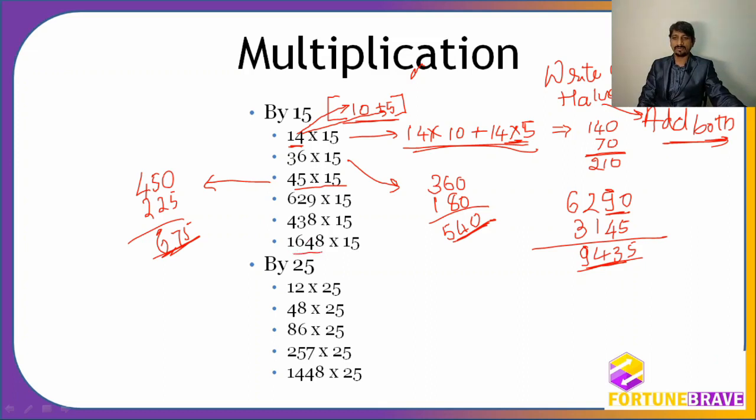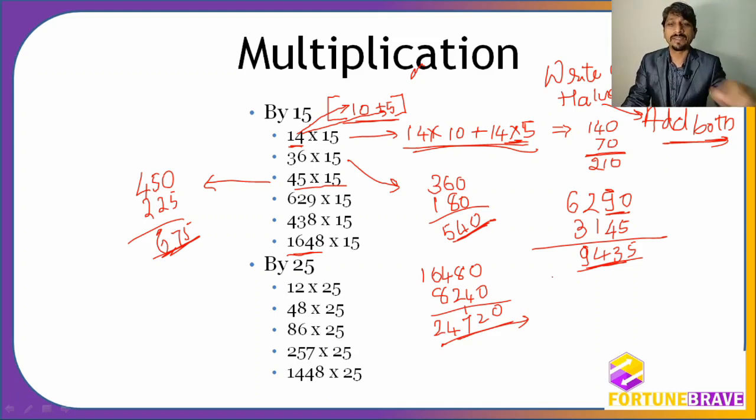So again, I am going to do this one and then go to 25. 1648. So add a 0. Halve it. This will become 8. This will become 24. Anyway, we can add that way as well. So how much? 24,600, 24,680, 24,720 will be your answer. Is that clear? Addition this way you can do.